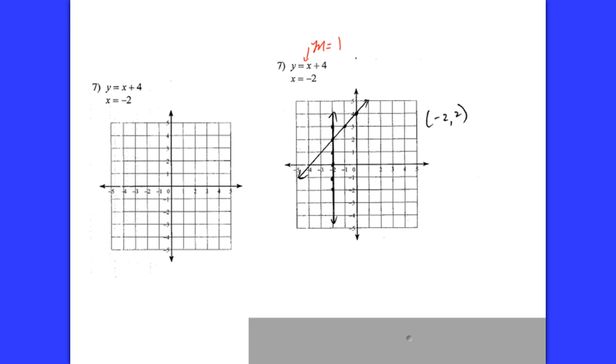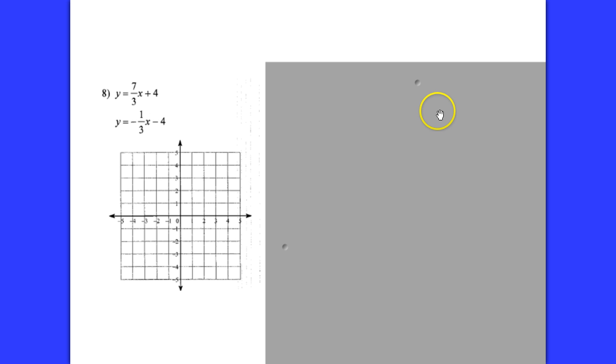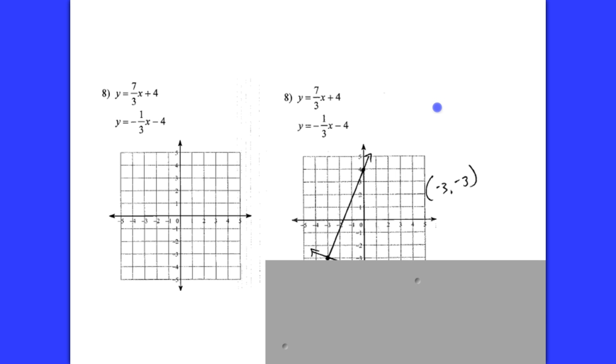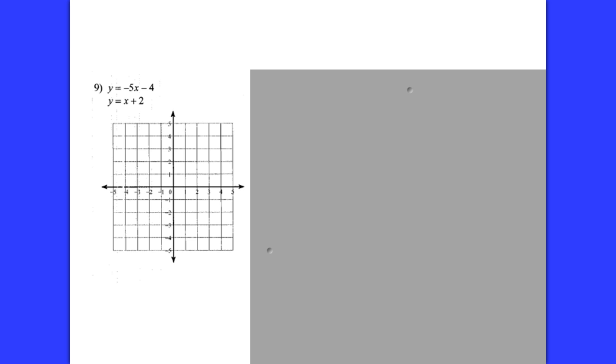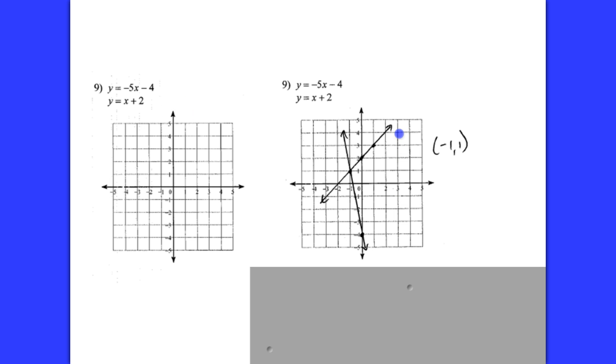I'm going to go on to number 8. If you haven't done it, please try it on your own first. The solution to number 8 came out to be the ordered pair (-3, -3). Those are the two lines. Again, if you didn't get that, hit pause and see if you can figure out why. Number 9 is coming up. If we go through and graph those, we came out with the point (-1, 1). The intersecting point is right there.